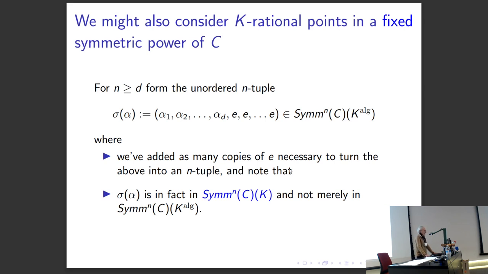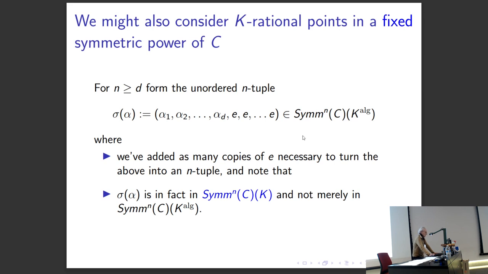Now, instead of doing that for the specific degree of an algebraic number, we could just fix the symmetric power of C. And if the degree is less than that fixed symmetric power, like, for example, n, you could also do the same just by taking the first D coordinates to be these algebraic conjugates and put as many identities in as you need to get it in there.